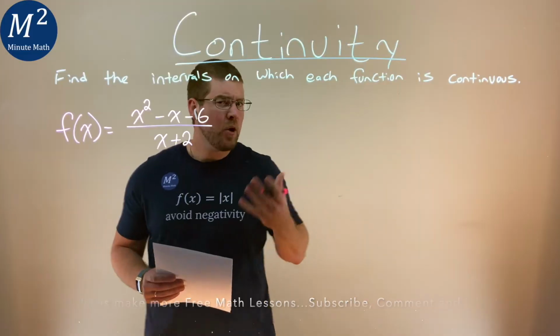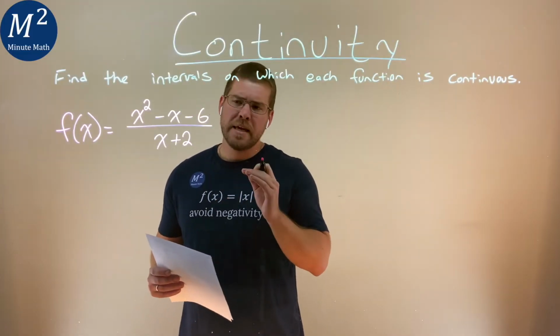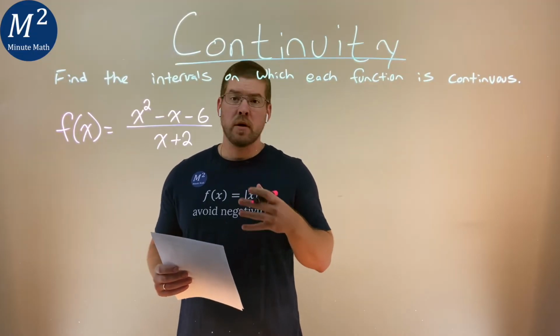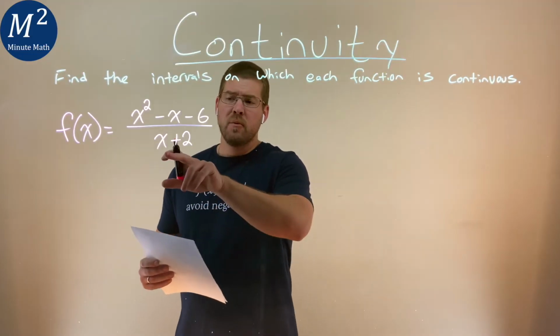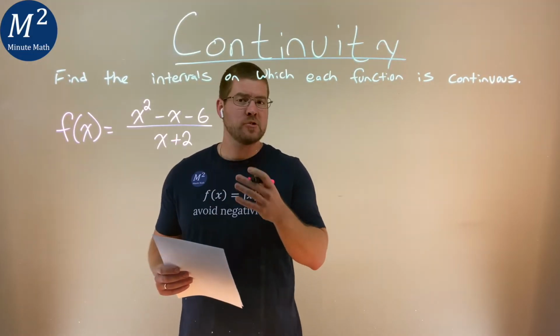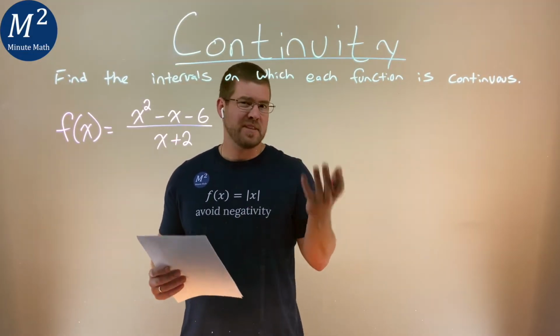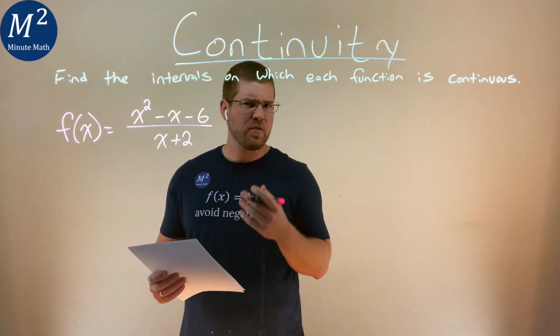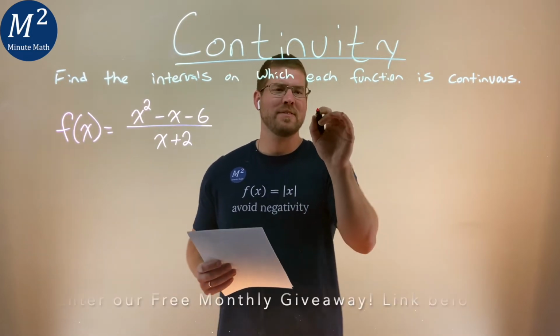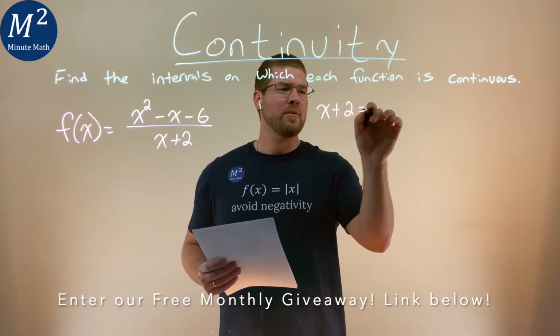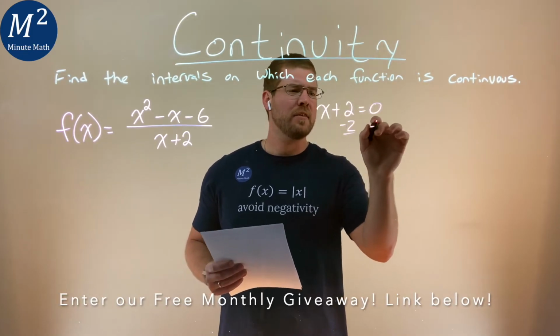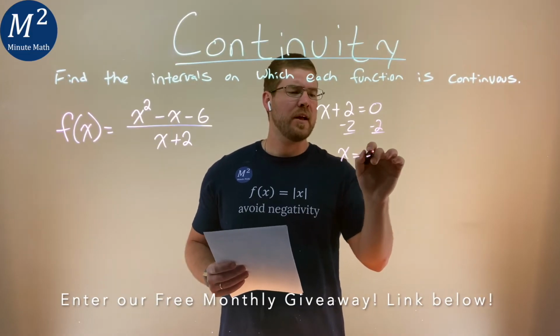Now, what we know about rational functions here is they're basically continuous where they exist. And, well, we're dividing by an x plus 2. So there's a chance here now that the denominator will equal 0. So let's go find those values. And it's more than a chance. x plus 2 equals 0. Subtract 2 from both sides, and x equals negative 2.